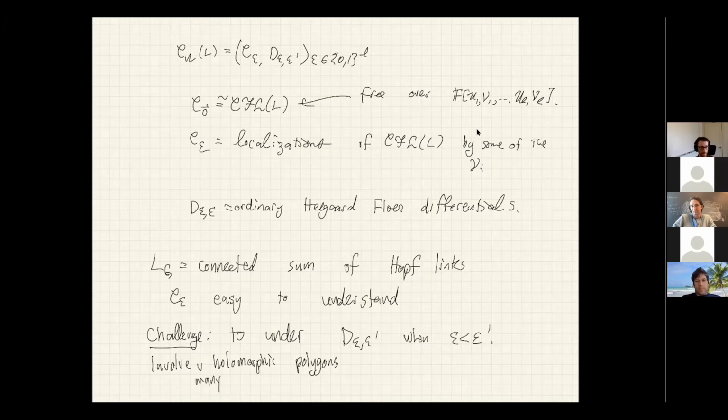For instance, for the Hopf link, at one point I tried to write down all of the holomorphic curves which contribute to it, and it was actually quite challenging to write them all down by hand. Even for the simplest of links, it's pretty hard to compute by hand any of the holomorphic polygons contributing to the differential. You can compute, yeah, go ahead, sorry.